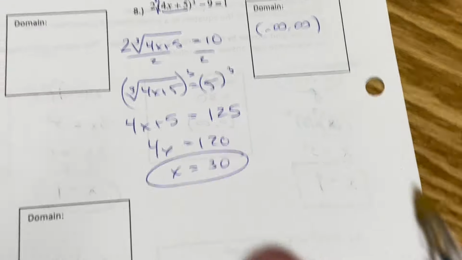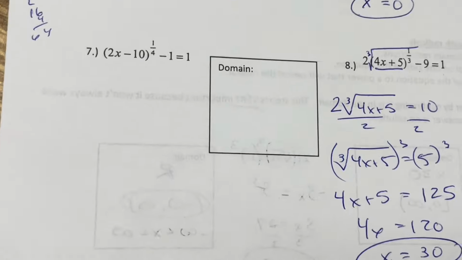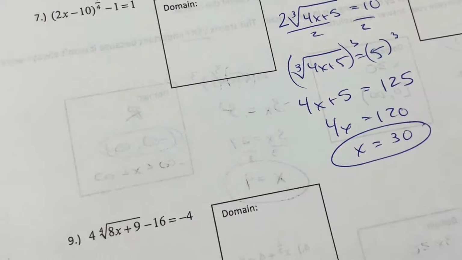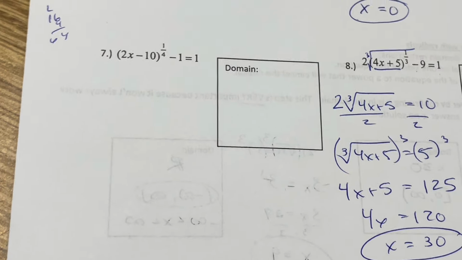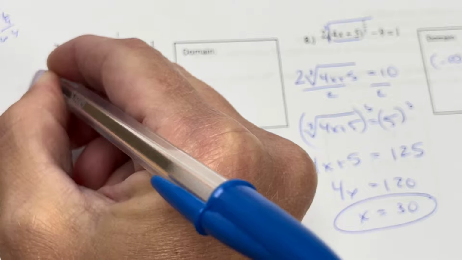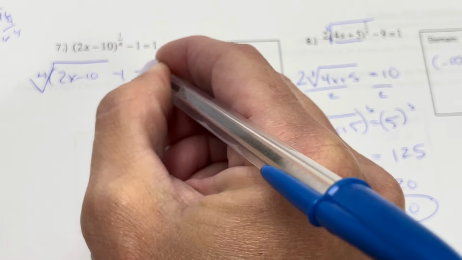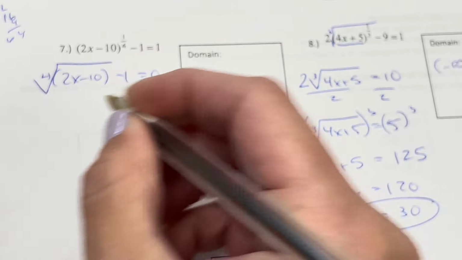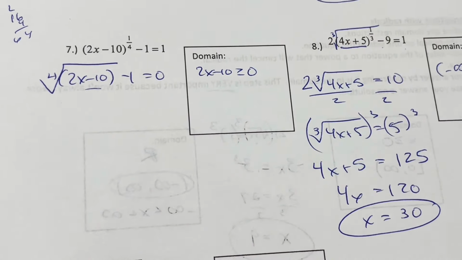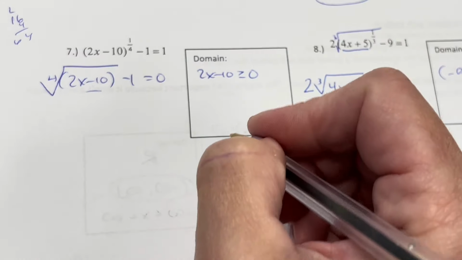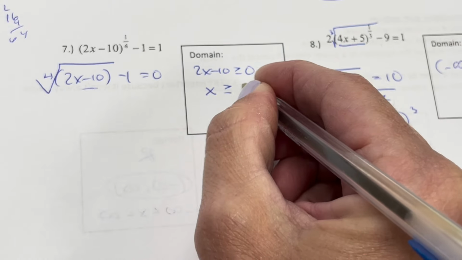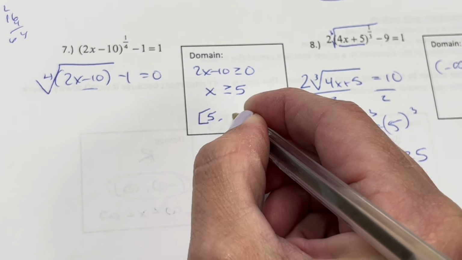All right, and number 7 and 8 have a 1/4. So now we have a 4th root, which acts more like the square root because it's an even number. Okay, so what I have here is 2x minus 10, 4th rooted. So when I think about my domain, I now do have to worry about 2x minus 10 being bigger than or equal to 0. I do have a restriction because of the even numbered root. So go ahead and solve this. I'm going to get x is bigger than or equal to 5. So x has to be anything from 5 and bigger.